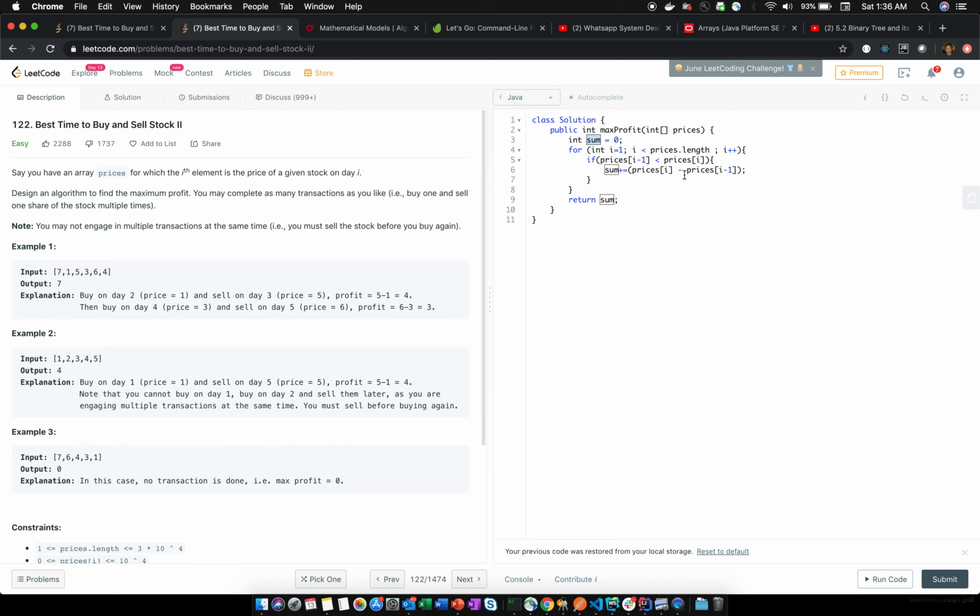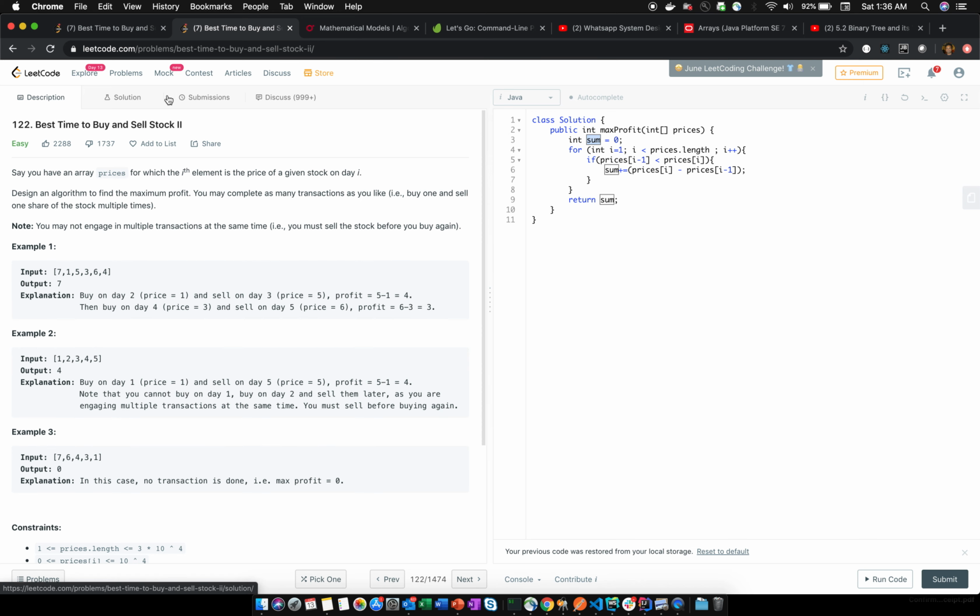Here we figure out the difference and add it to the sum, so as to add the profit. Else we don't do anything. This is the only time we maximize the profit, by finding the difference between the previous stock price and this stock price, and then we add it to the sum, and that's how we get the final output.